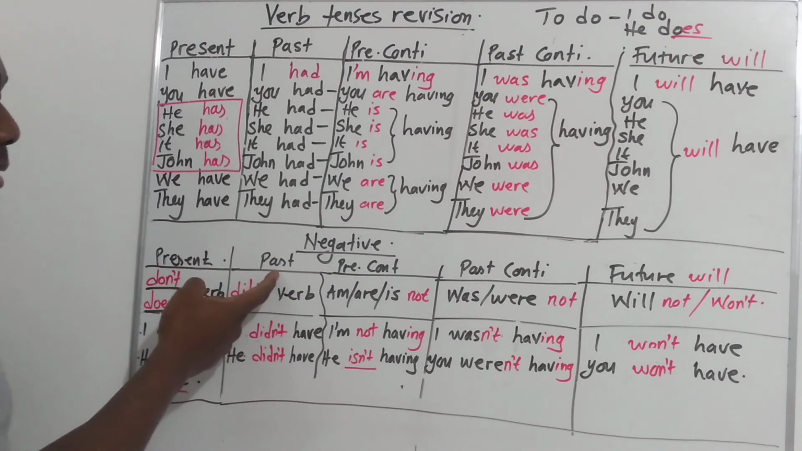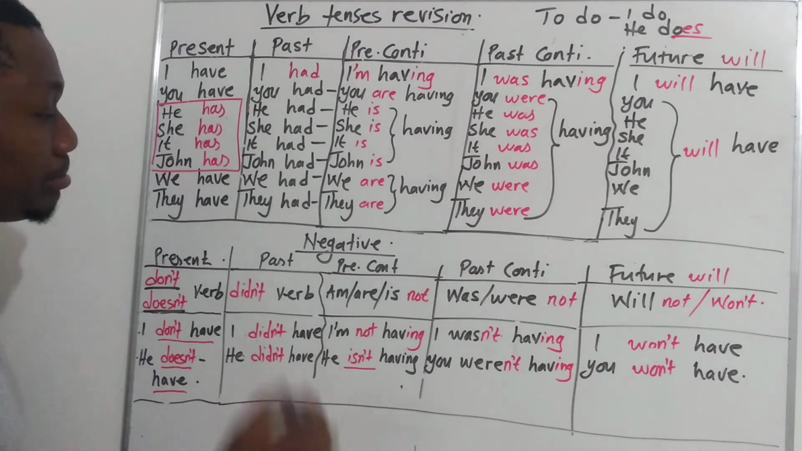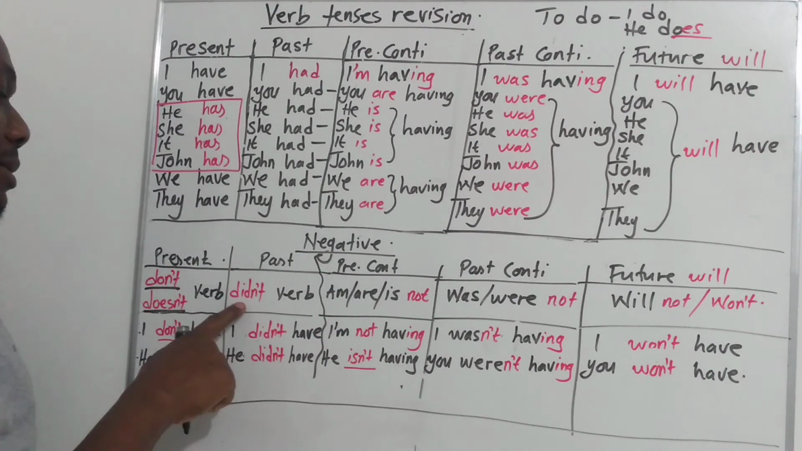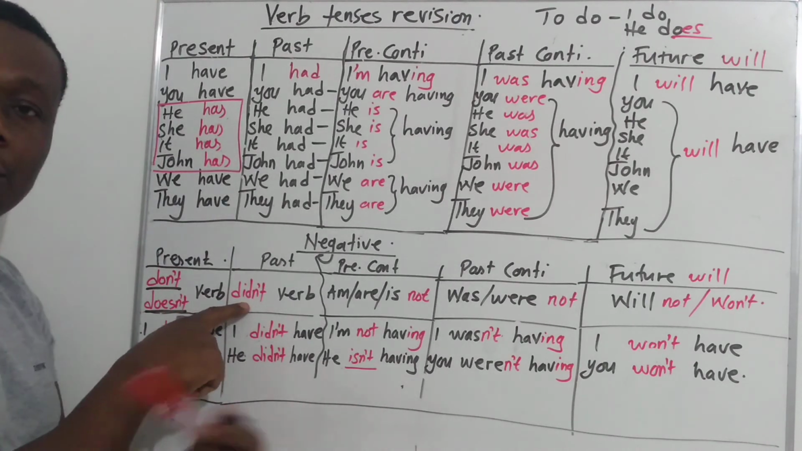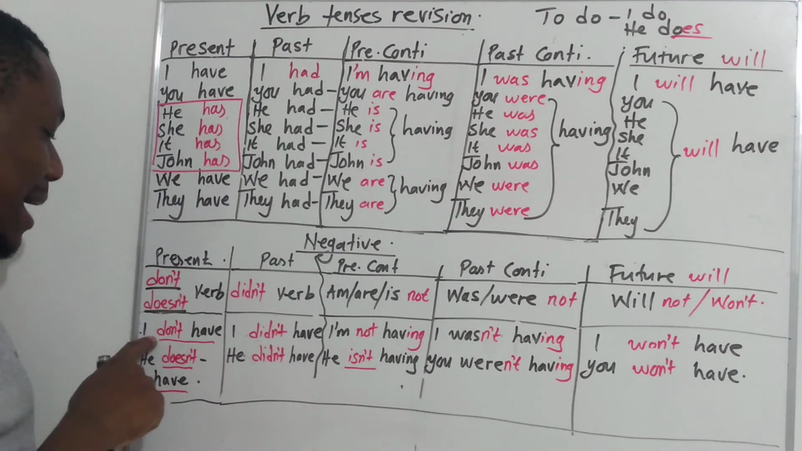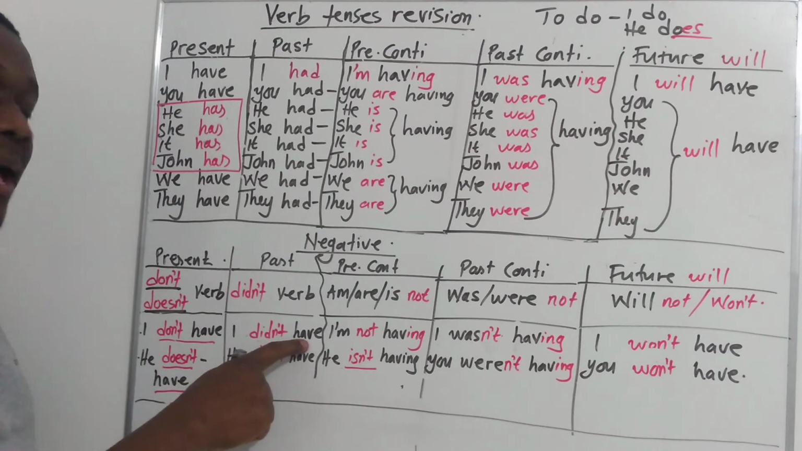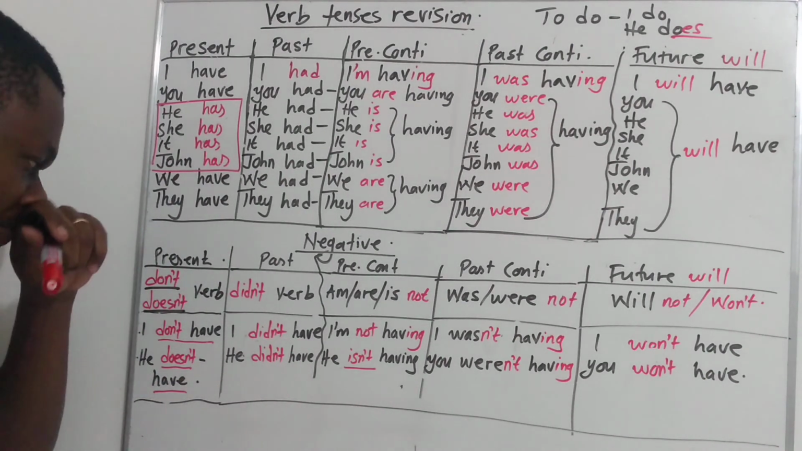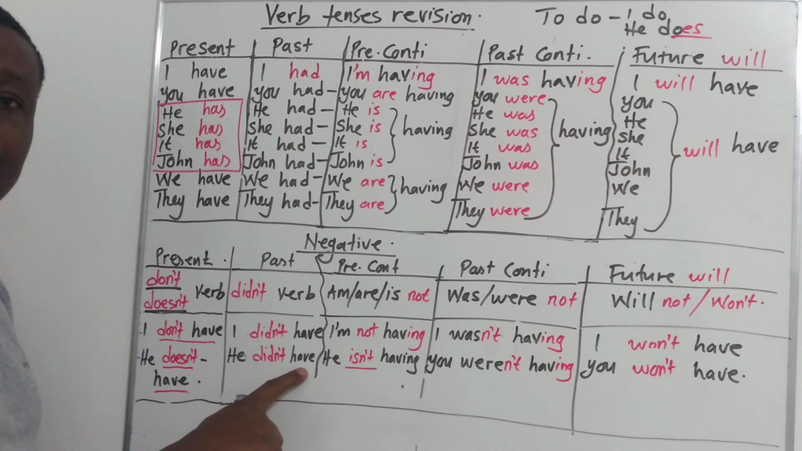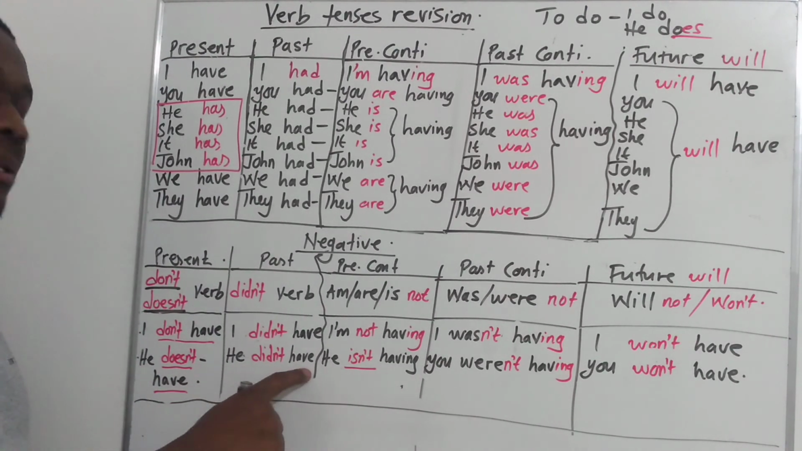Good. And the negative of the past simple, didn't. So don't and doesn't becomes didn't. I don't have. I didn't have. Eu não tinha. Okay? He didn't have. He doesn't have. He didn't have.